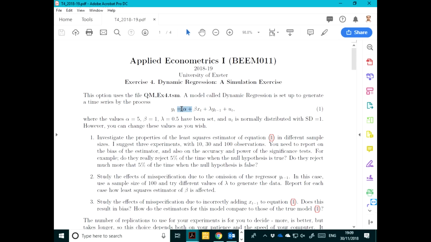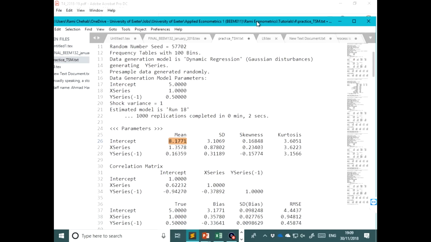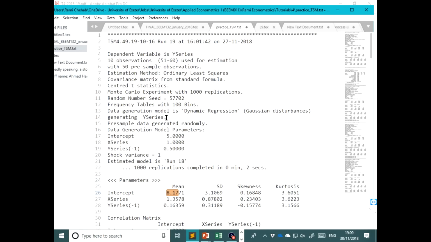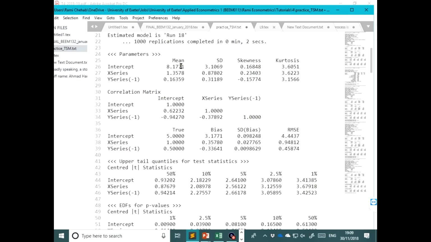This is intercept. So you can see that the intercept over here is about 8 when we have 10 observations, right? So here you can see that we have 10 observations. We are taking them from 51 to 60, and we run experiments. Okay, and it seems that this is a true parameter. So this is a true parameter, and this is the estimated parameters. So these are the means, if you want to say, of the betas that we spoke about earlier.